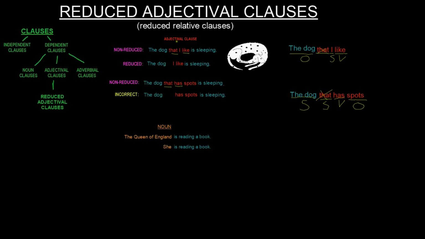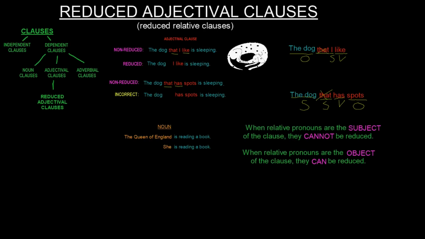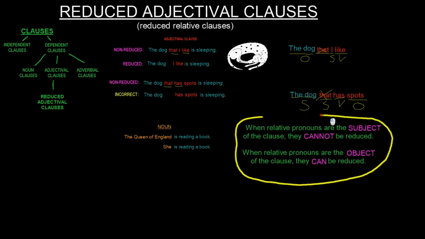So the real difference between these two clauses is that the relative pronoun represents the object of the adjectival clause verb, and in this case, the relative pronoun represents the subject of the relative clause verb. And that's the difference, and that's why this one you can reduce and this one you cannot reduce. So just to recap and look at these rules one more time, when relative pronouns are the subject of the clause, they cannot be reduced. On the other hand, when relative pronouns are the object of the clause, they can be reduced.